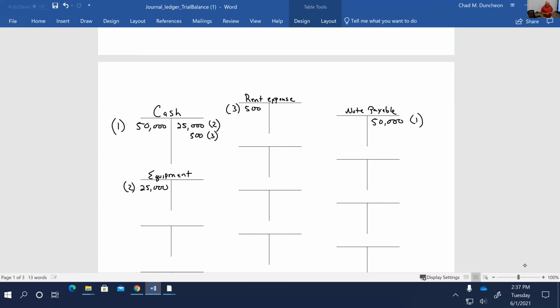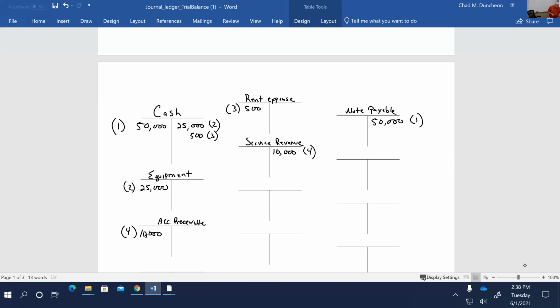And number 4, our fourth entry on January 15th, we report services for customers on account for $10,000. Our entries here, we have an accounts receivable, and we had service revenue. Our service revenue in this example was credited by 10,000, and our accounts receivable was debited by 10,000.